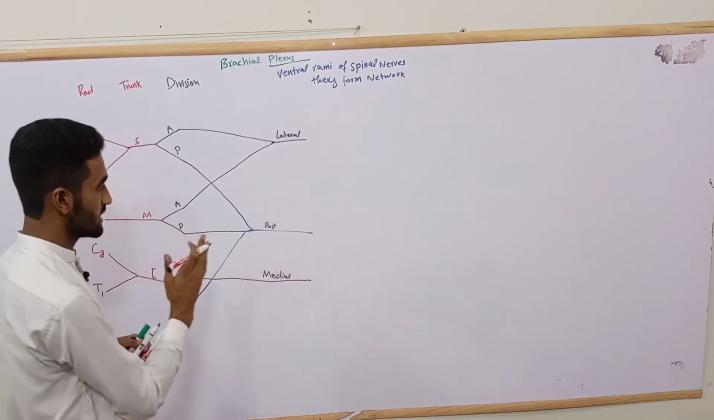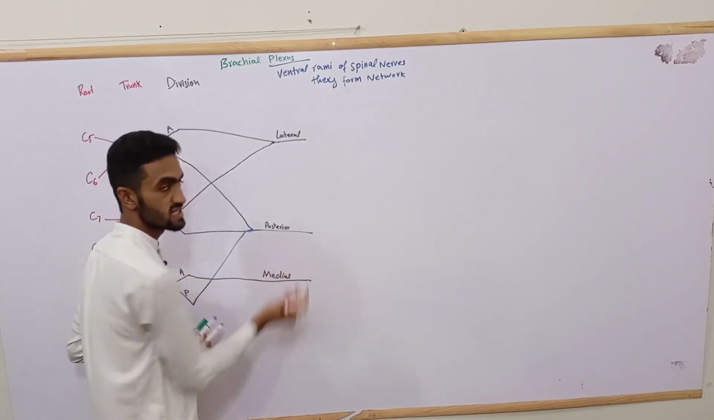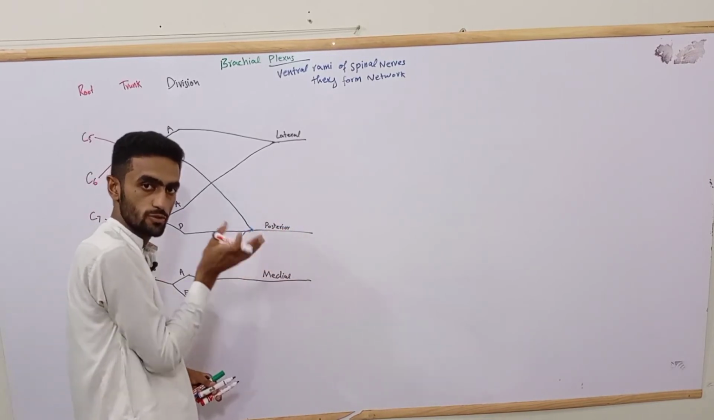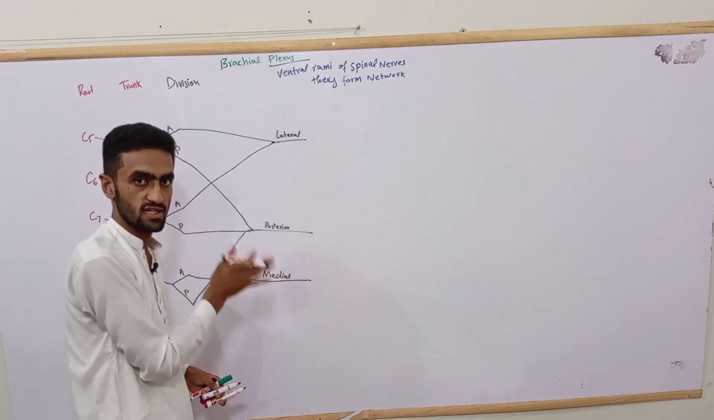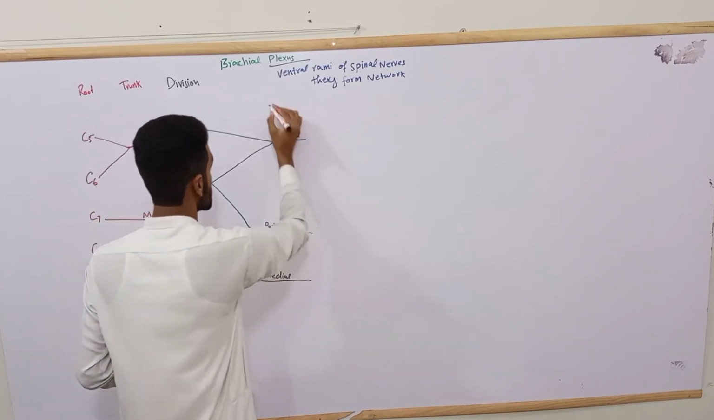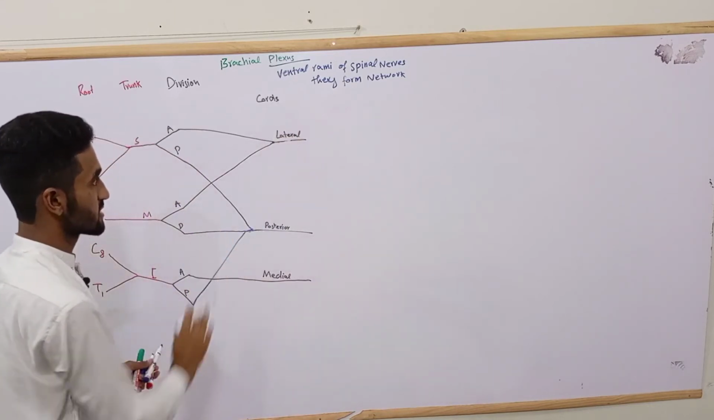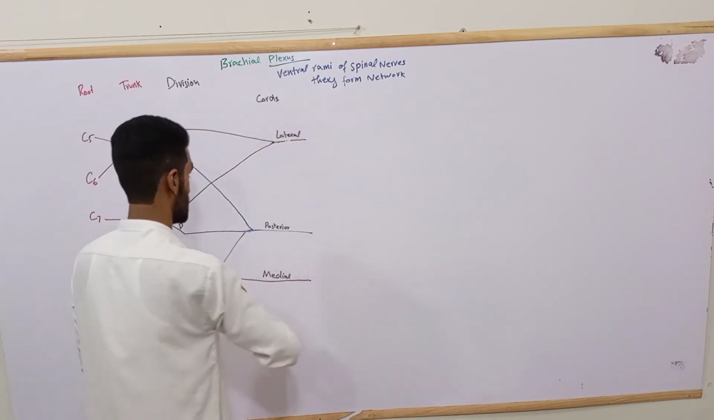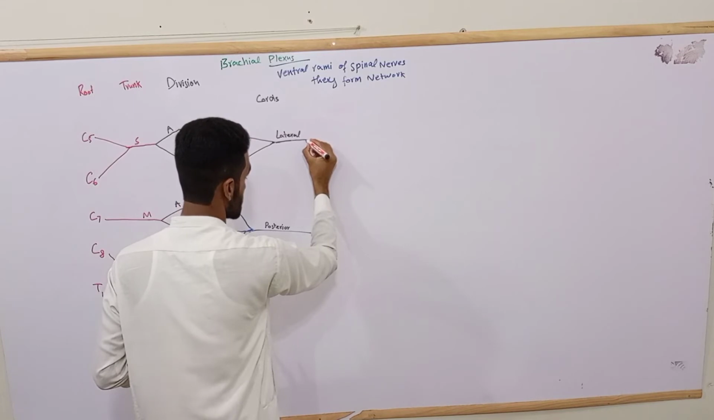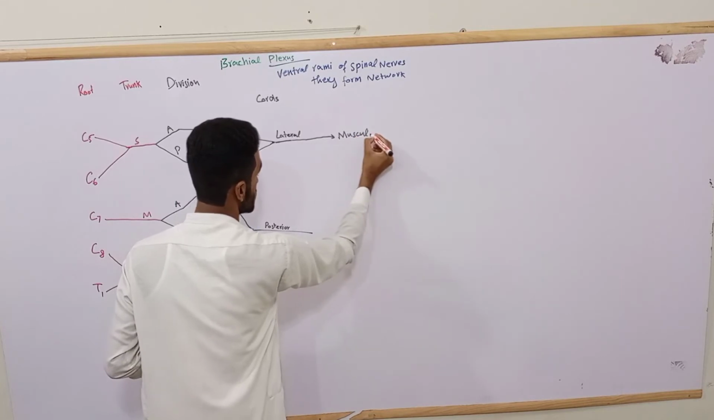Why are we calling them lateral, posterior, and medial? Because of their relation to the axillary artery. The posterior cord is on the posterior aspect of the axillary artery, the lateral cord is on the lateral aspect, and the medial cord is on the medial aspect. So these are called cords. These cords divide and form the five nerves. One nerve comes right from here. This is your musculocutaneous nerve.